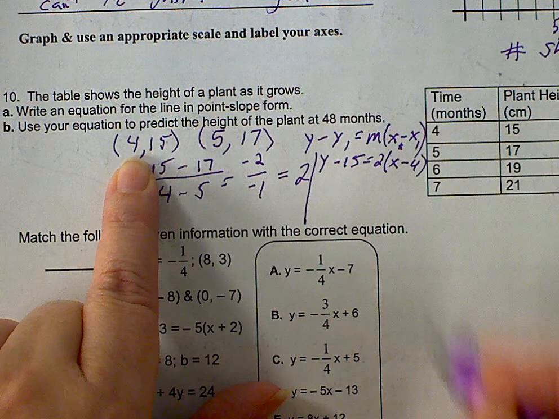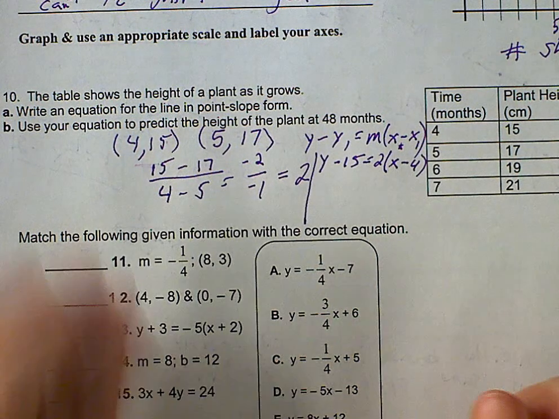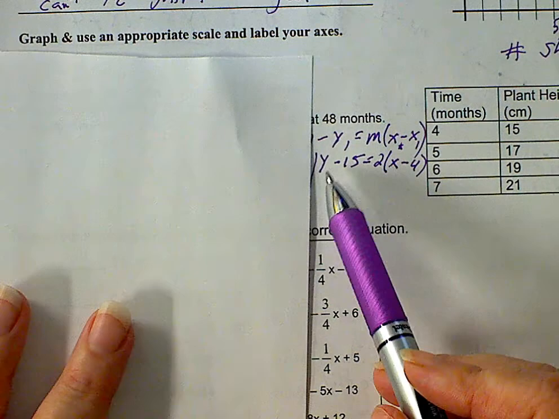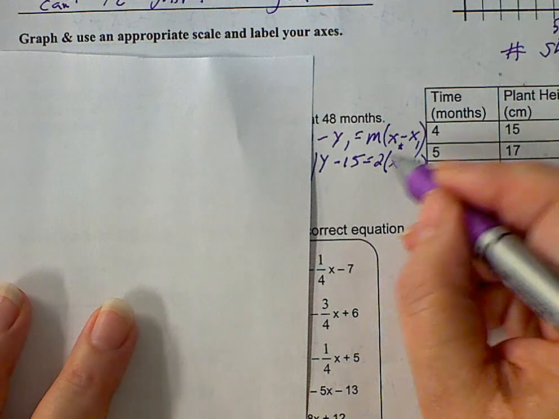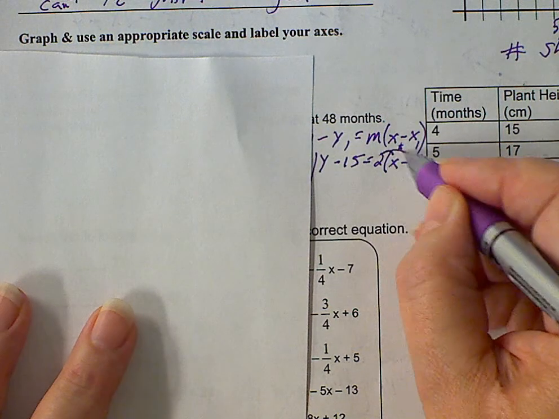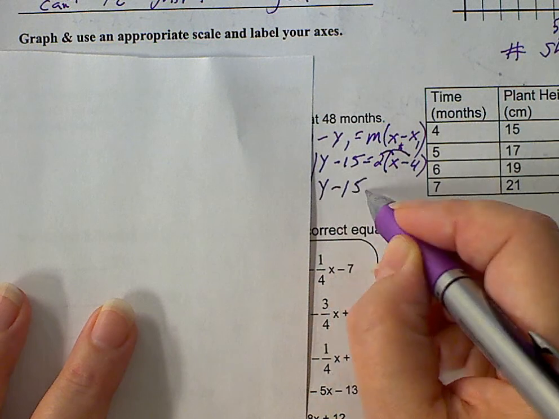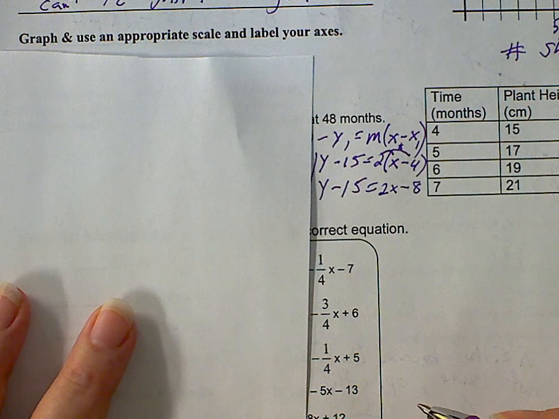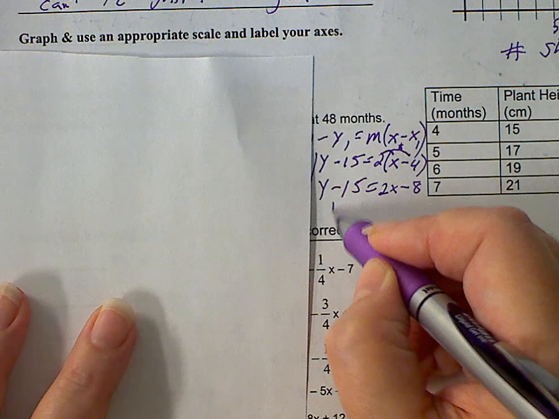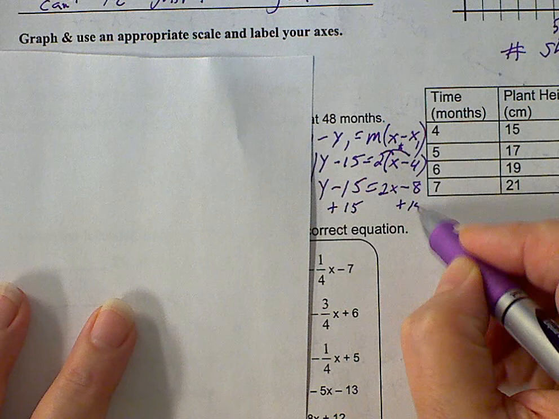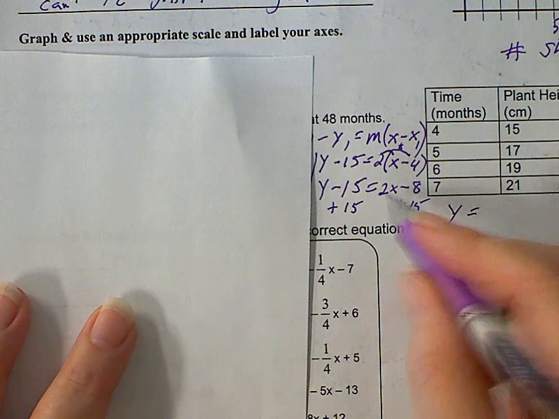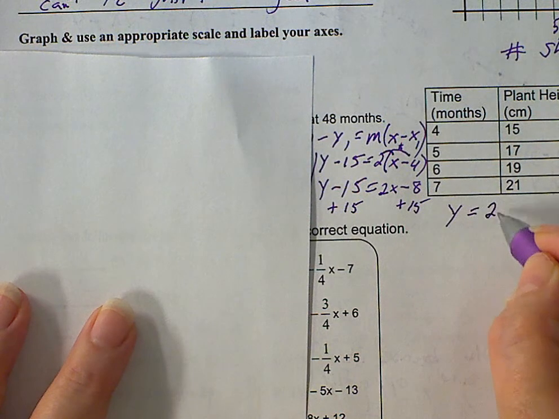Now, what do you do to clean this up? Distribute. So I'm going to distribute that 2. So I have y minus 15 is equal to 2x minus 8. Then I add 15 to both sides. So I have y equals 2x plus 7.